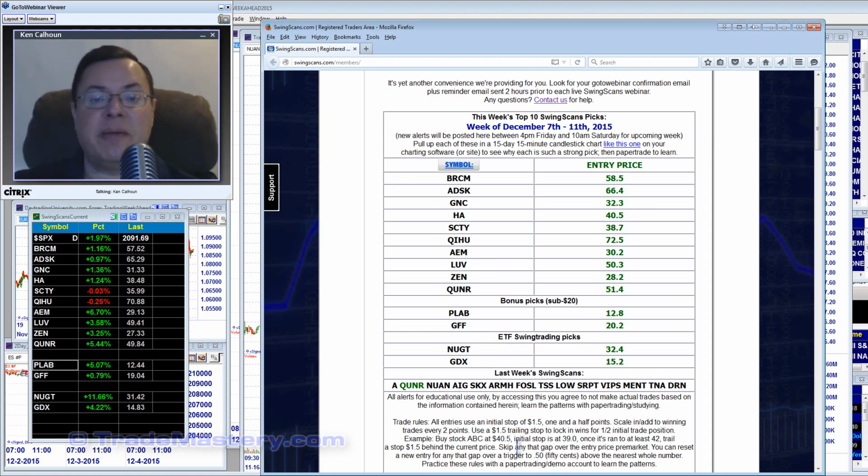So even if I'm not on top of all the winners, because out of, say, 10 stocks, if half of them or more win, I'm not going to repeat all of those. I'll just handpick the best of the two, for example, like Zen and QUNR this week. You can, as a default, scale in every 2 points.